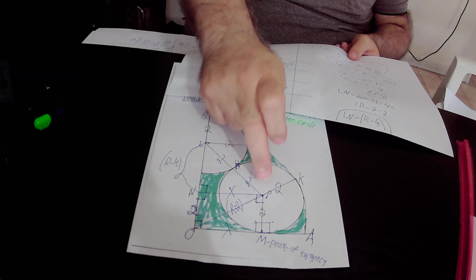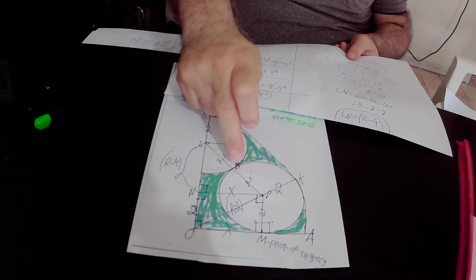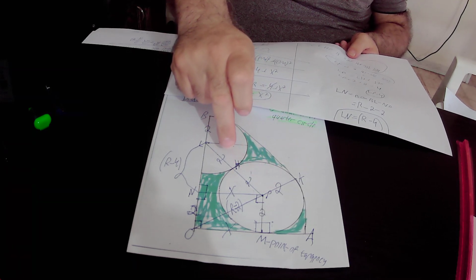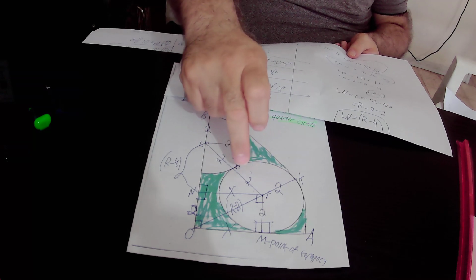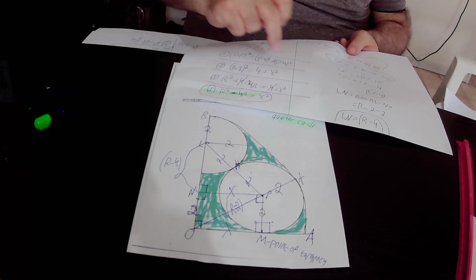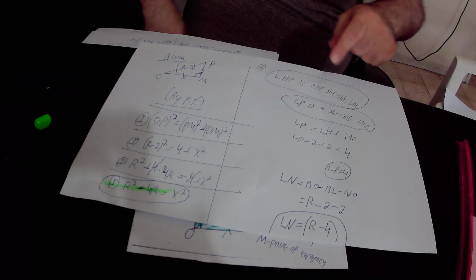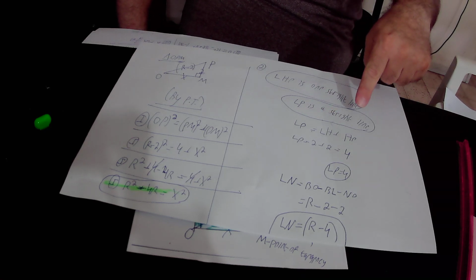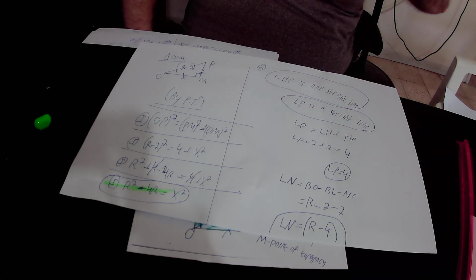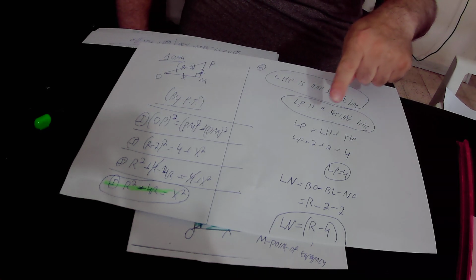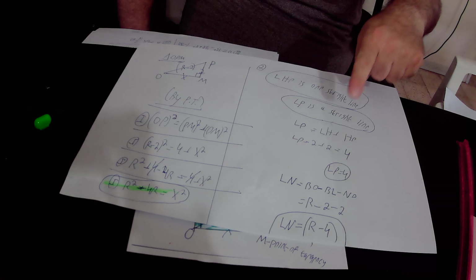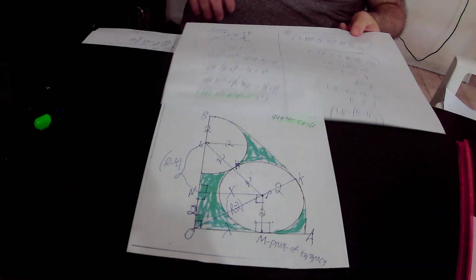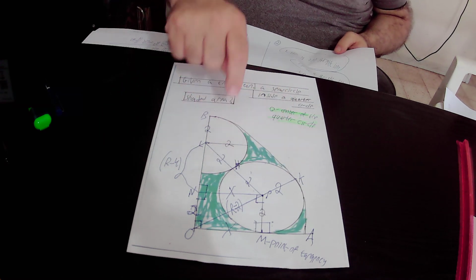And here, point P is the center of the circle. Point H is the point of the circle itself. Therefore, PH is the radius of the circle that is also equal to 2 units. So in conclusion, we found out that LH equals 2, HP also equals 2. Therefore, LP equals LH plus HP equals 2 plus 2, that is 4. So we found out that the straight line LP equals 4 units.